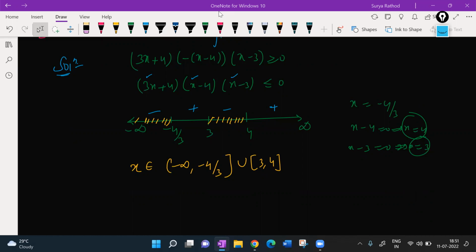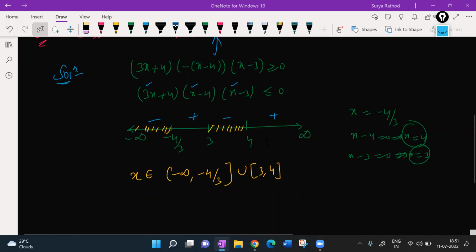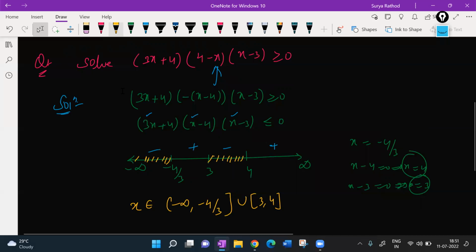Okay, Harshil, almost correct, beta. But you kept the wrong brackets. Exactly, 3 comma 4 should have a close bracket. Why? Because you have greater than or equal to 0, you can include 0 here. I mean, you can include the values. If I have something in the denominator, for that you have to write an open bracket, as we discussed in the question paper. Hope you are understanding, Harshil, what I'm talking about.